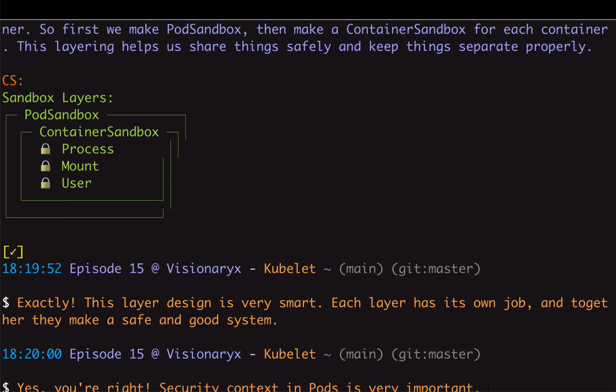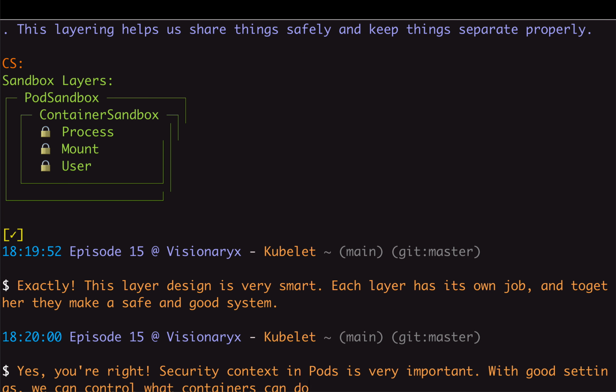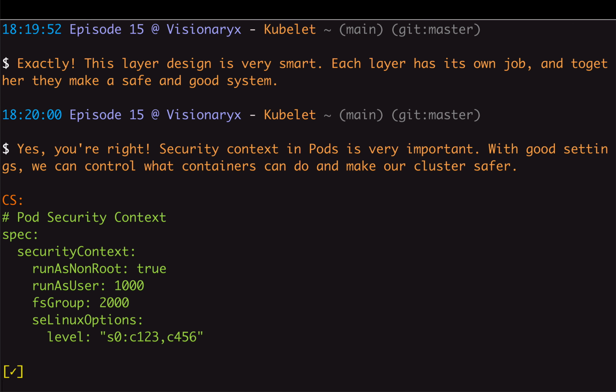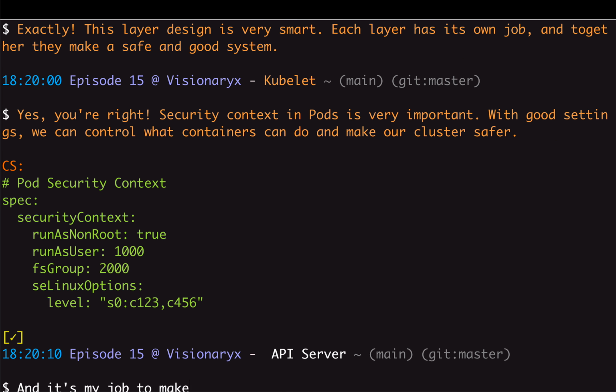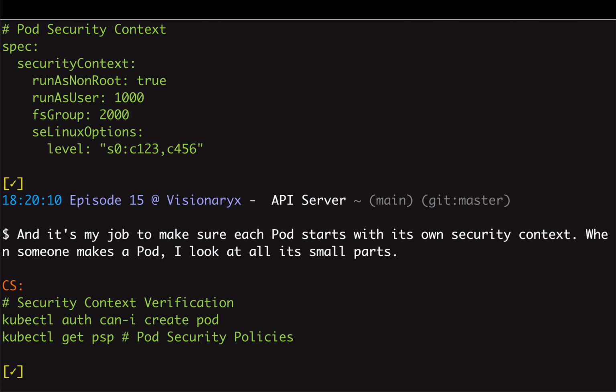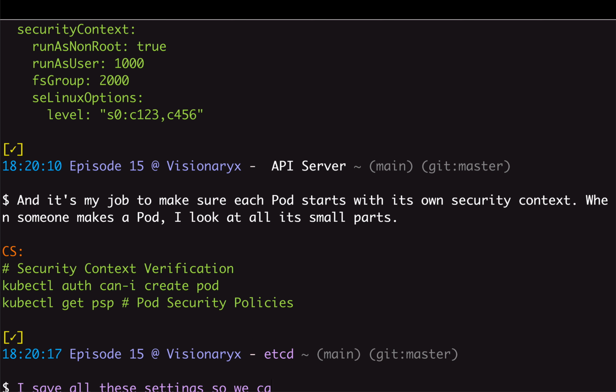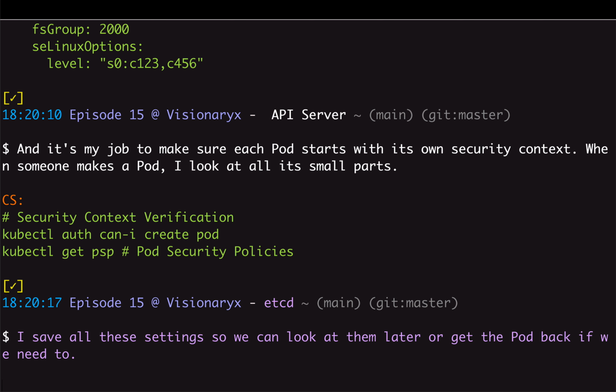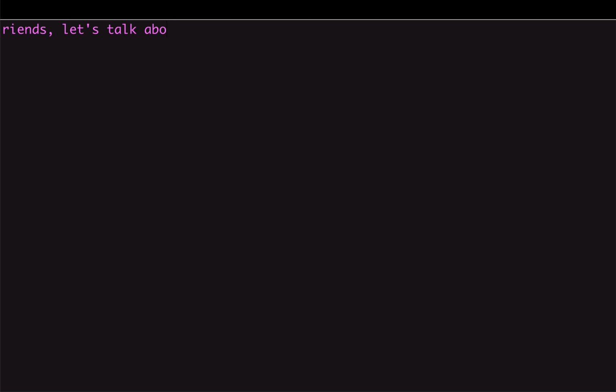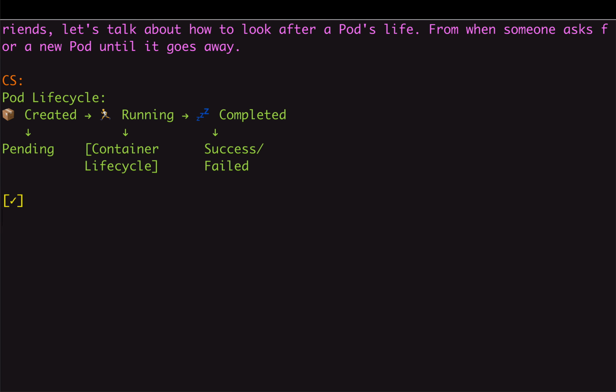Yes, you're right. Security context in pods is very important. With good settings, we can control what containers can do and make our cluster safer. And it's my job to make sure each pod starts with its own security context. When someone makes a pod, I look at all its small parts. I save all these settings so we can look at them later or get the pod back if we need to.